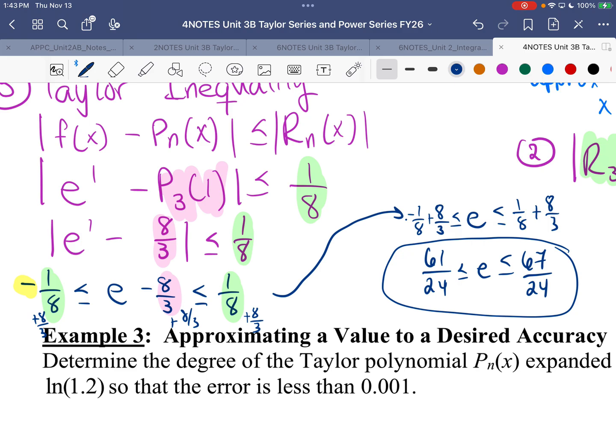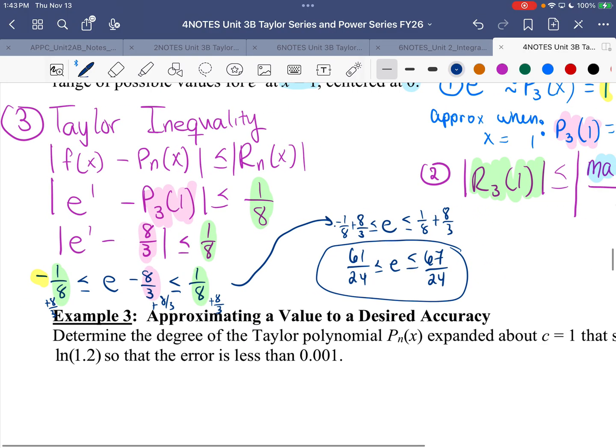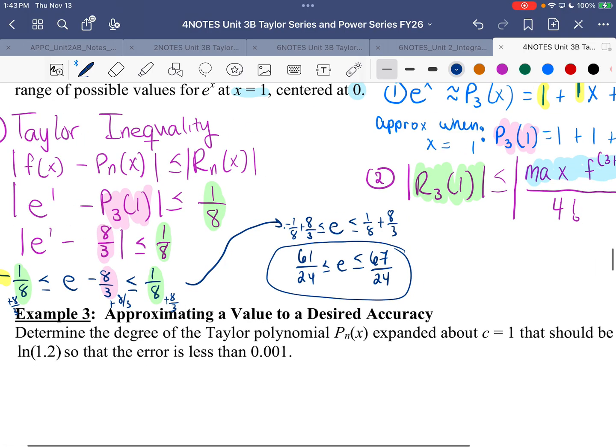And 67 over 24 is kind of reasonably close to E. And 61 over 24 is also reasonably close to being E. Oh my gosh, it's like the perfect moment with the hands too. The hands actually make sense right here. It's like 61 or 67. Like, which one is in between?